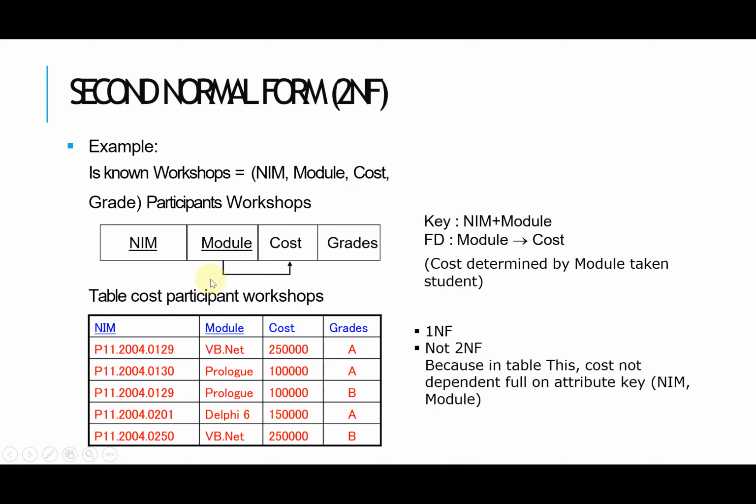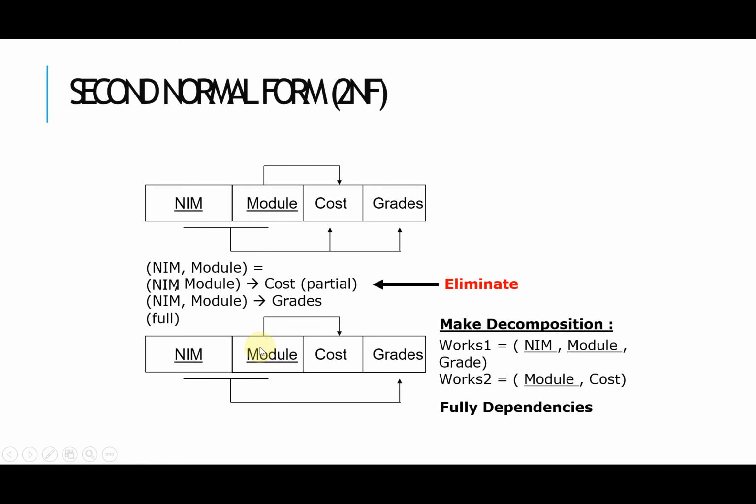Now this is 1NF. 1NF is fulfilled, because we do not have more than one value in an attribute. But this is not 2NF, because in this table cost is not fully dependent on the key attributes. Cost should depend on both module and name, but it does not: cost depends just on module, not on name. So module determines cost, and name and module together determine grade. So how?